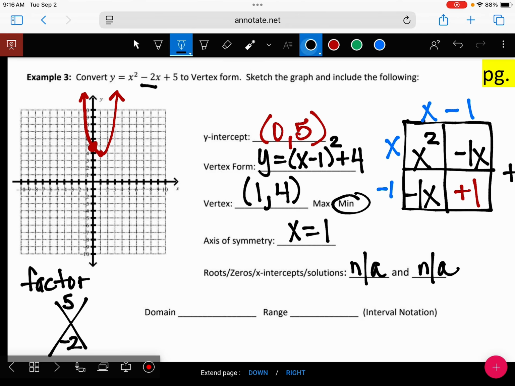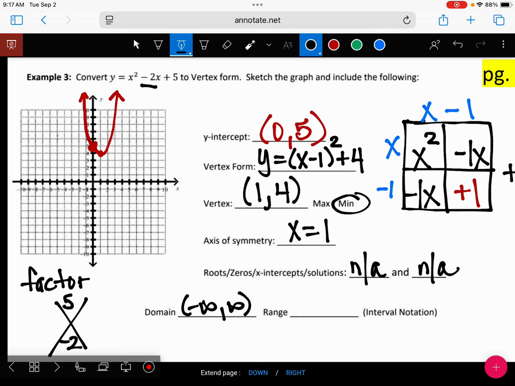My domain is all real numbers. My lowest y value is what? What's the y value of my vertex? Somebody besides Tristan. Carmelo, what's the y value in my vertex?